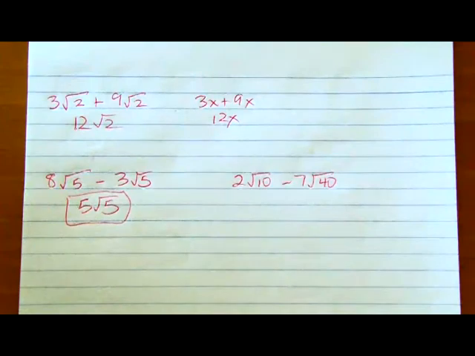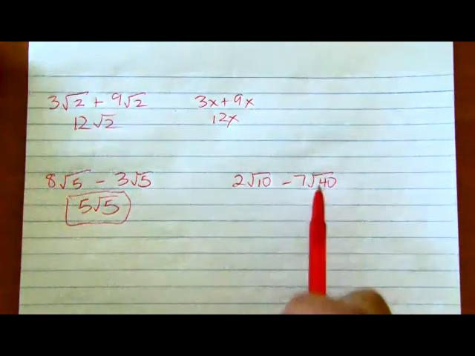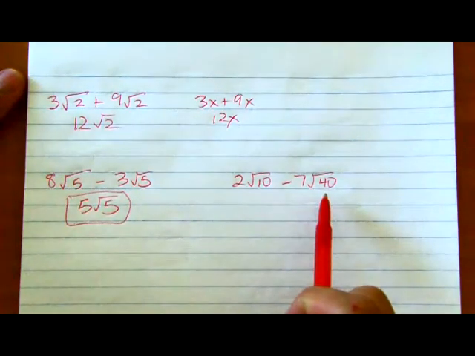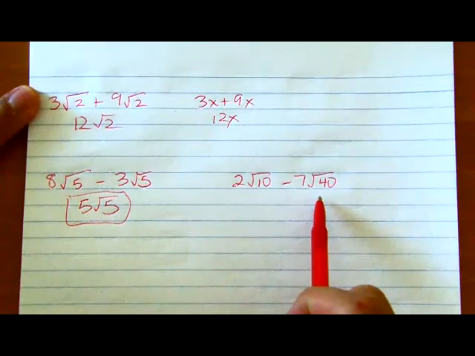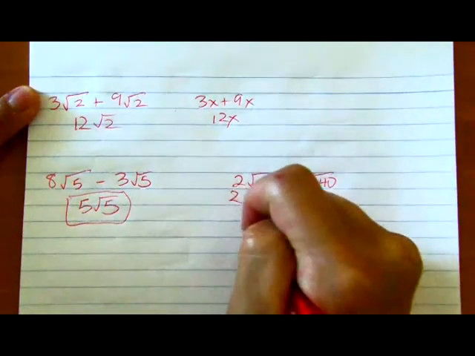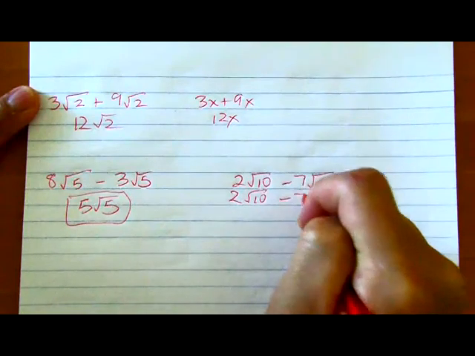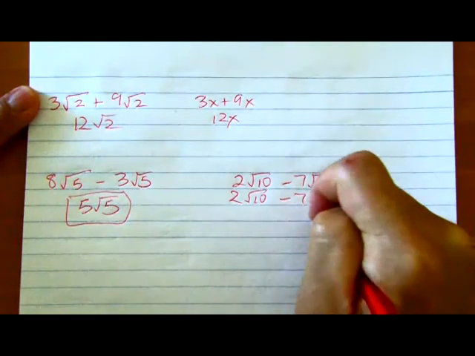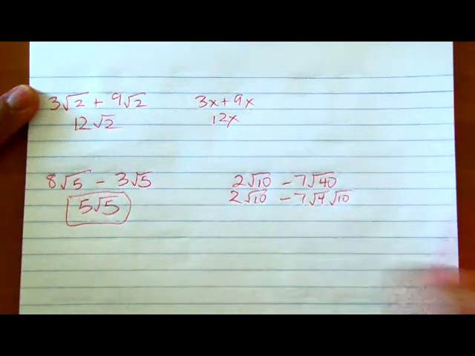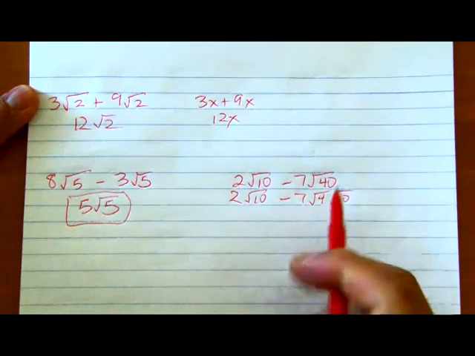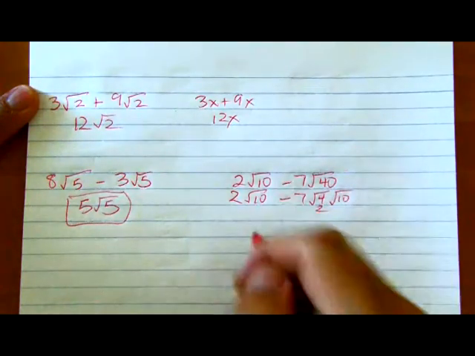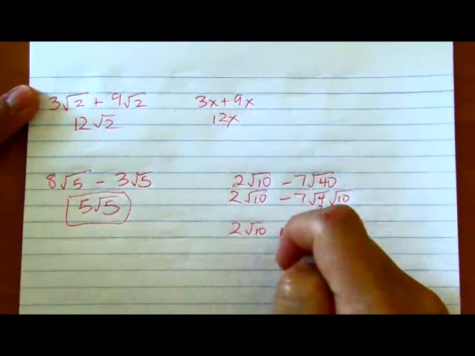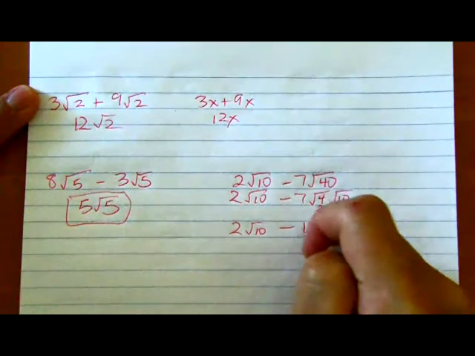Okay, so the radicals don't match. They're not like terms. We can't combine. But let's look at it a little more closely. See this radical 40? If it's possible to simplify, we need to do so. So that stays the same. The radical 40, I can factor into 4 and 10. I can square root the 4, that's a 2. So 2 radical 10 minus 7 times 2 is 14 radical 10.